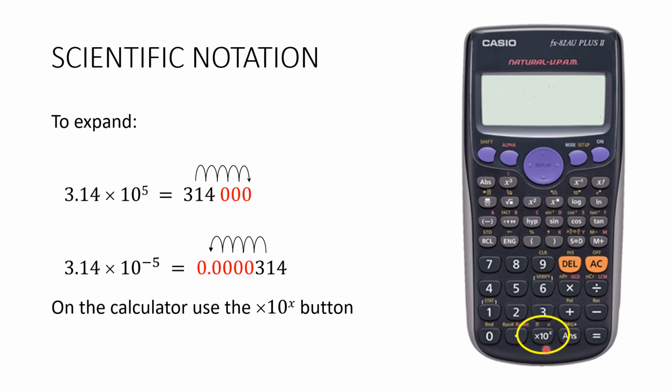Now on your calculator, you can enter scientific notation by using this button. It's actually a good idea. It gets around order of operations problems. So anytime you've got scientific notation, try and remember to use that button rather than times 10 to the power of.